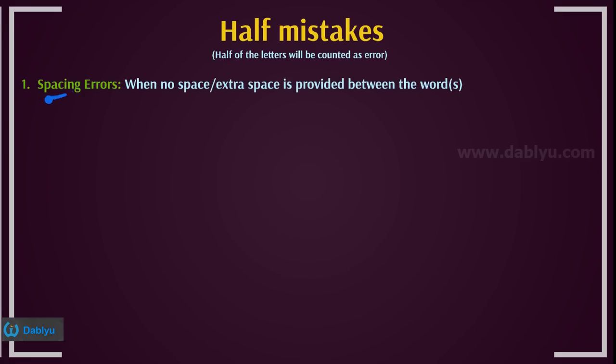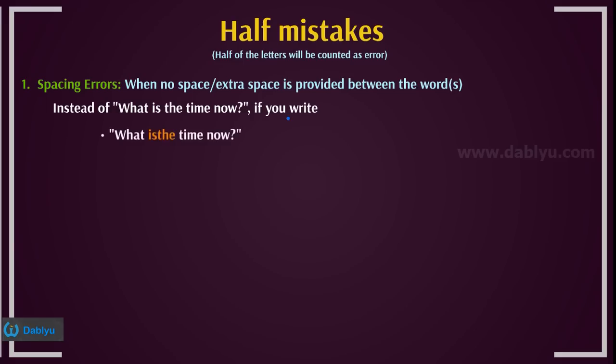So the first case is spacing errors. Whenever you don't put any space, or whenever you put extra space between the words, then that will be considered as a half mistake. Let's take some examples for you to understand it clearly. Suppose this was the statement you had to type: what is the time now. If you write "whatis the time now", between "what" and "is" you forgot to put a space. This is a spacing error, right? So this is considered as half mistake.